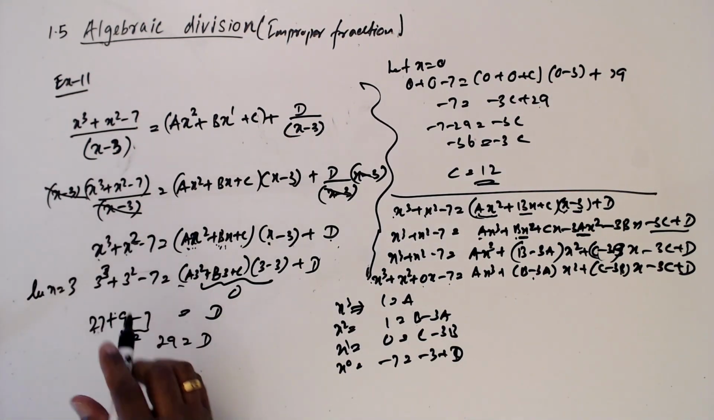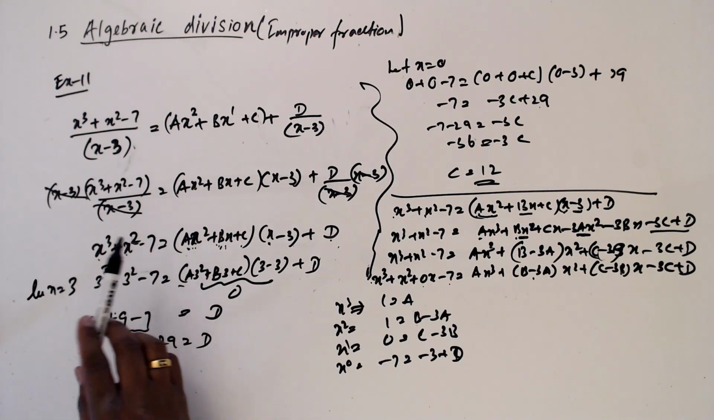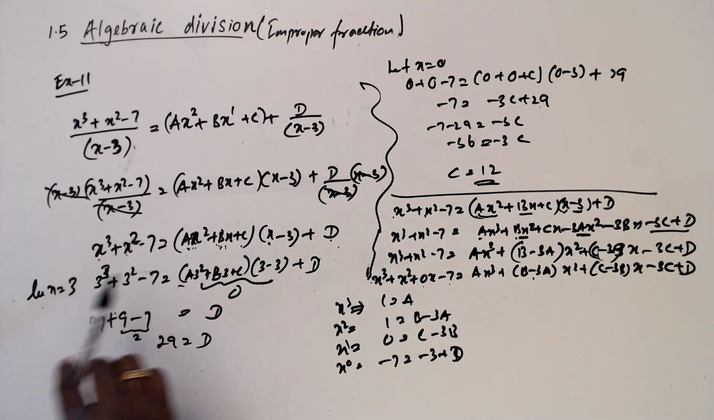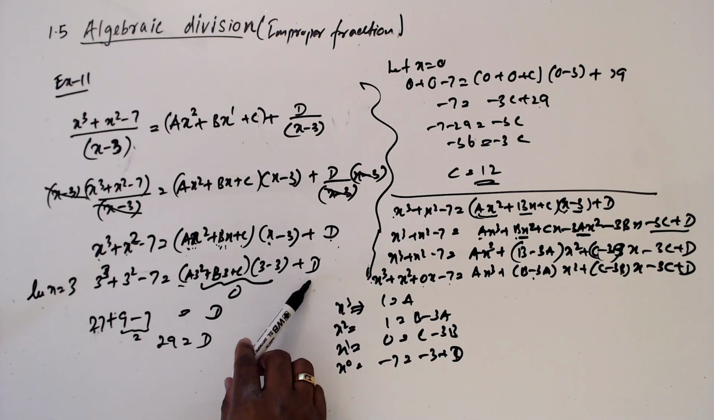So here what we did was we used both. We took x equal 3 and made it 0, and we found d.